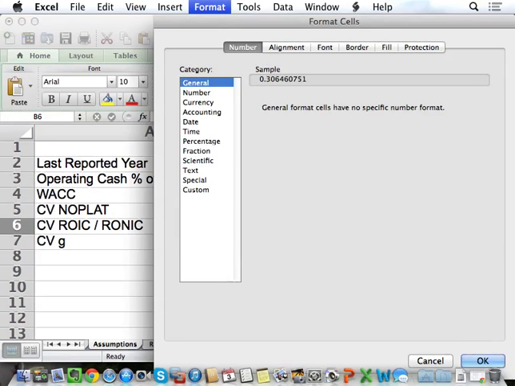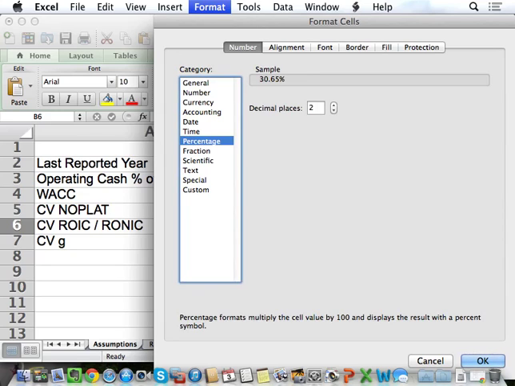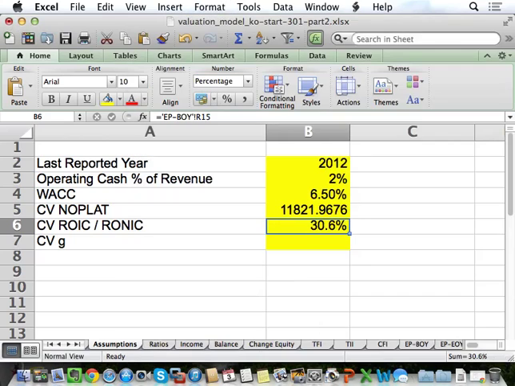Format cells percent. Make that one decimal place. And my continuing value G is going to be 3% as a starting assumption. So remember, G is the long-term growth in cash flow. Think, how much is my cash flow going to grow in year 10, year 20, year 30? And so what we're going to use for G is 3%.